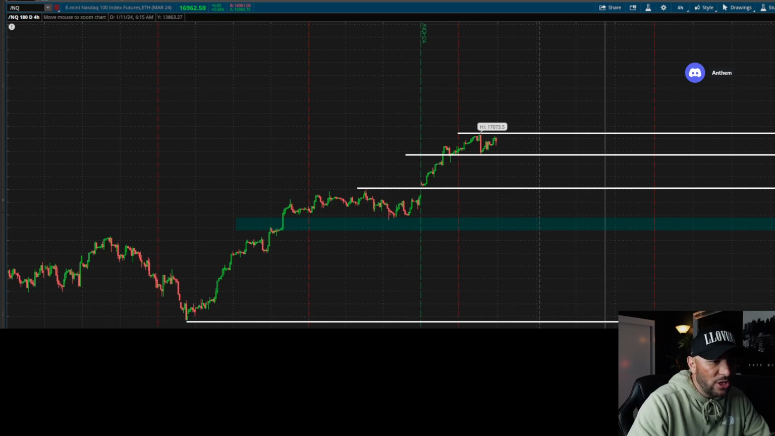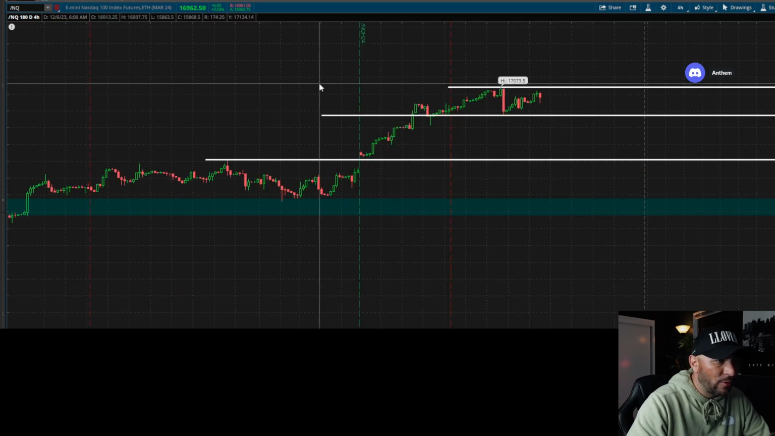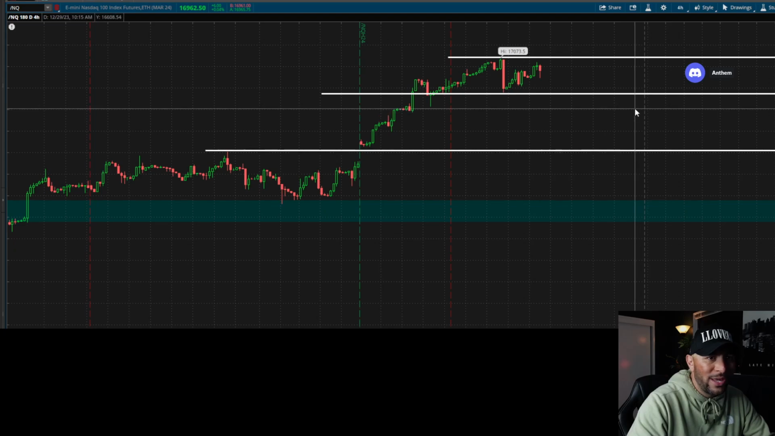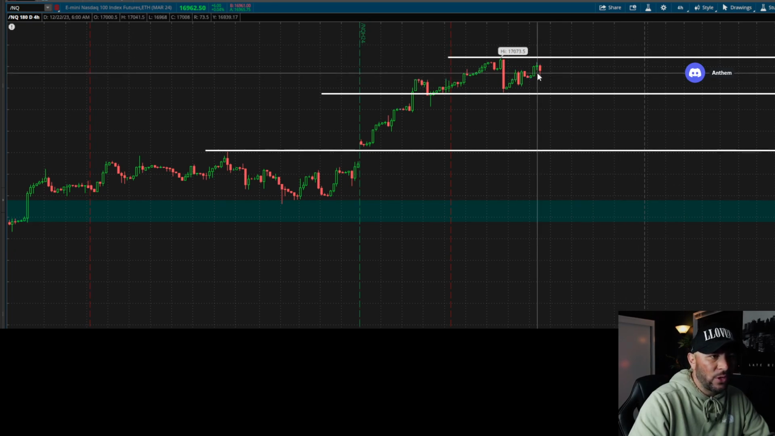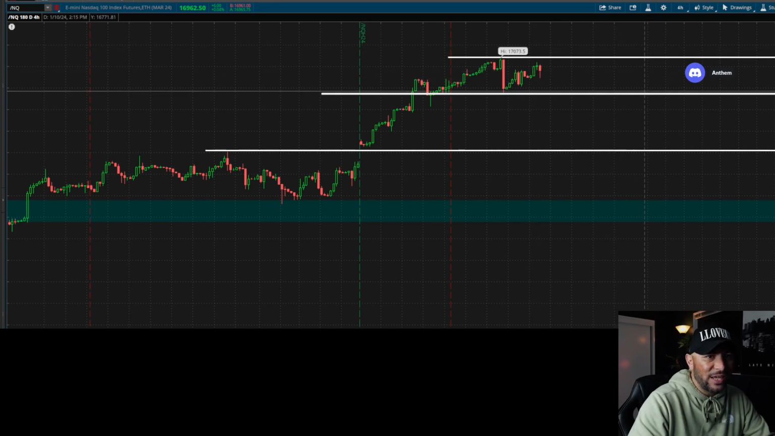If I was looking at a 4-hour time frame, and I'm going to be trading off of the 4-hour, then I would essentially want to be waiting for 17,084 to get broken, retested, and then hold, and then I would go long. Or I'm looking for 16,747 to get broken, retested, rejected, and then I would start my short position.